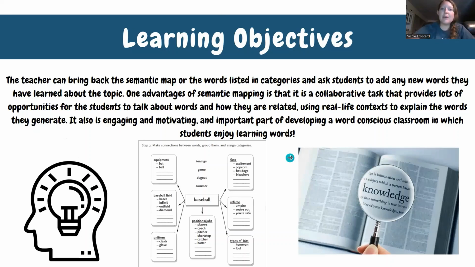The teacher can bring back the semantic map or the words listed in categories and ask students to add any new words that they have learned about the topic. One of the biggest advantages of semantic mapping is that it is a collaborative task that provides lots of opportunities for students to talk about words and how they're related using real-life context to explain the words they generate. It is also engaging and motivating, an important part of developing a word-conscious classroom in which students enjoy learning words.